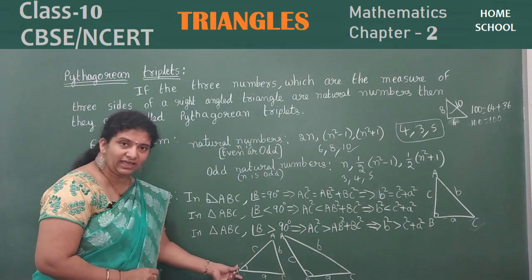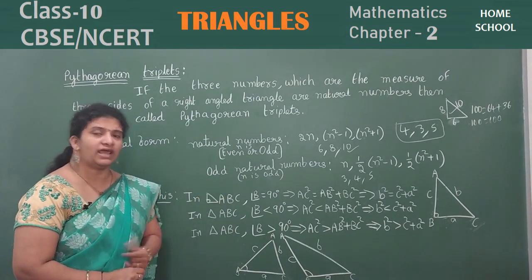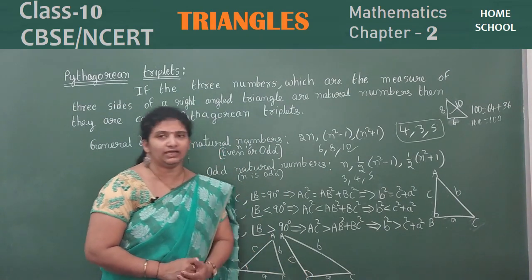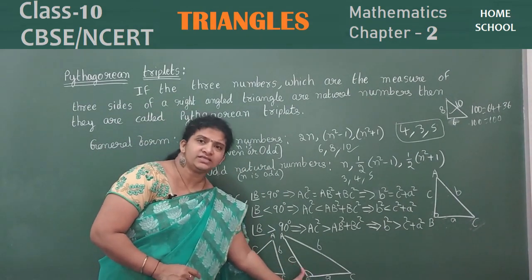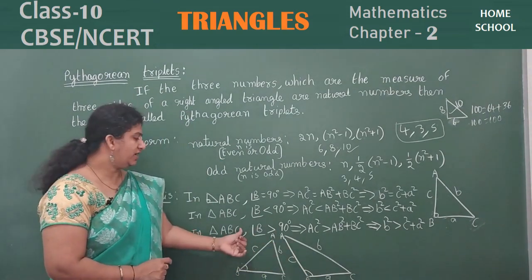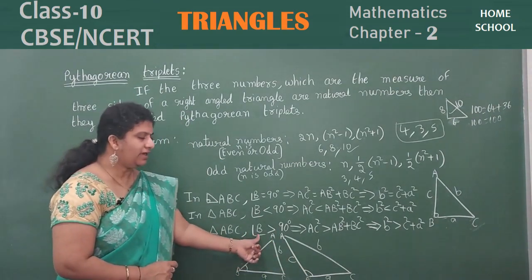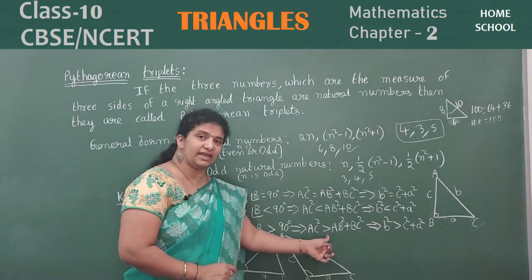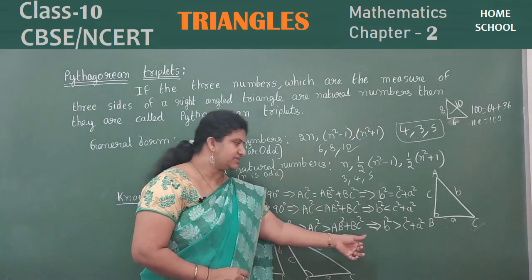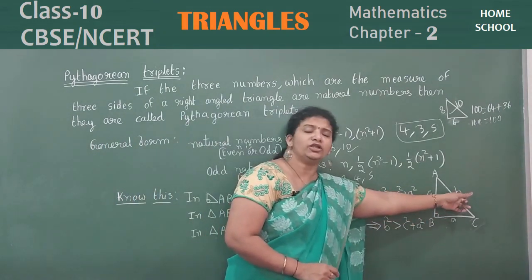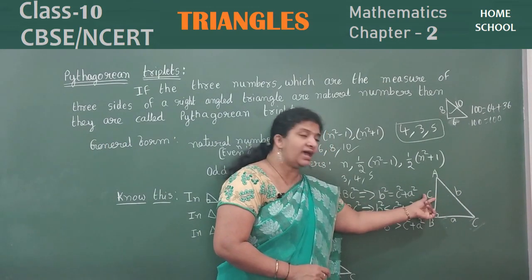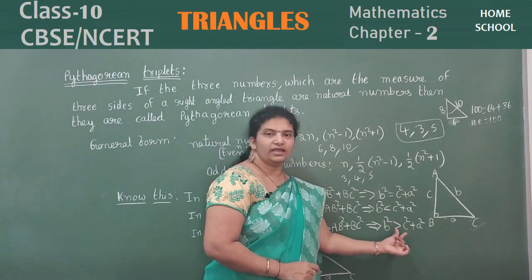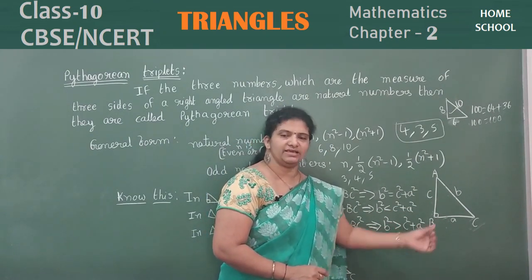Suppose the same angle is increased to more than 90, can you see here? It makes an obtuse angled triangle. If it is obtuse, how do you write the relation? In triangle ABC, angle B is greater than 90 degrees, then AC square is greater than AB square plus BC square. That means hypotenuse square is greater than the sum of the other two sides' squares. That is B square is greater than C square plus A square.